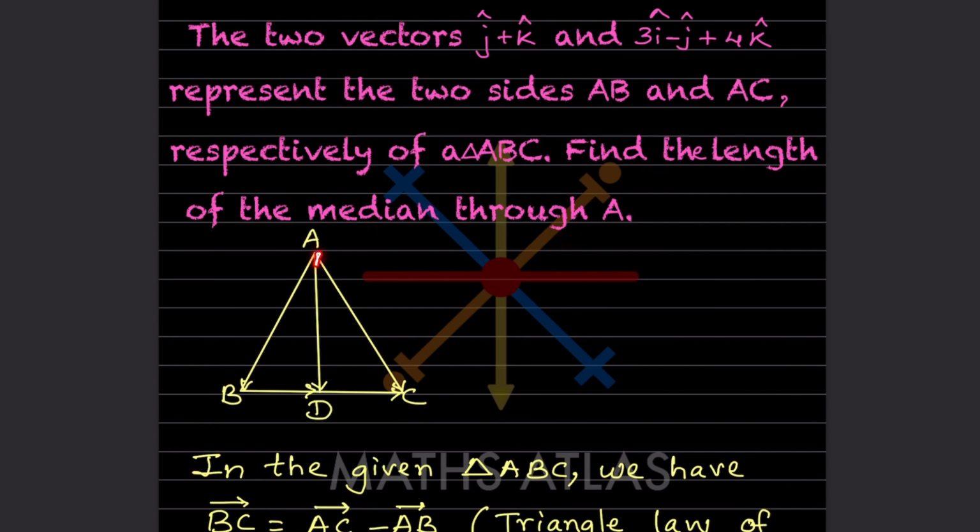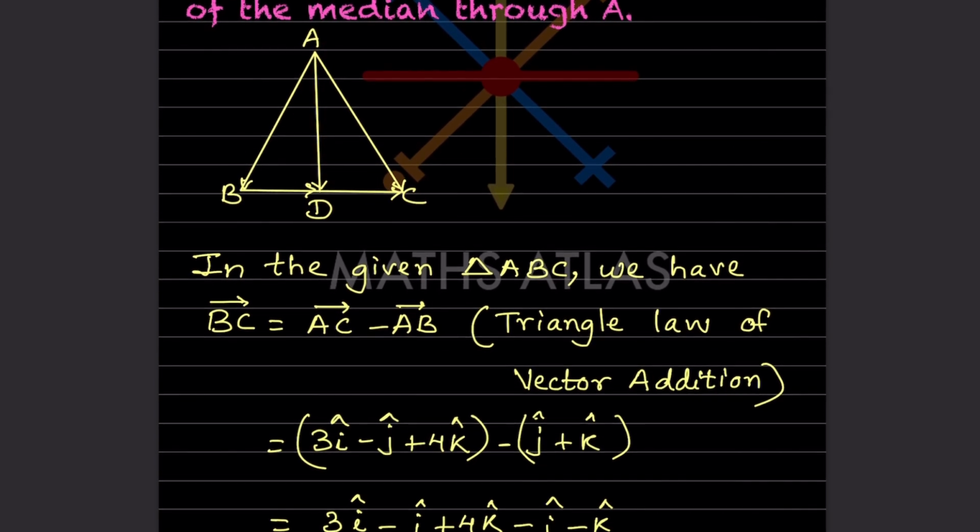So we are drawing the median to A. This is the point A, so we will draw the median over here. Let us put this point as D. So now let us look at this triangle. In the given triangle, what is BC? BC is AC minus AB, because of the triangle law of vector addition.